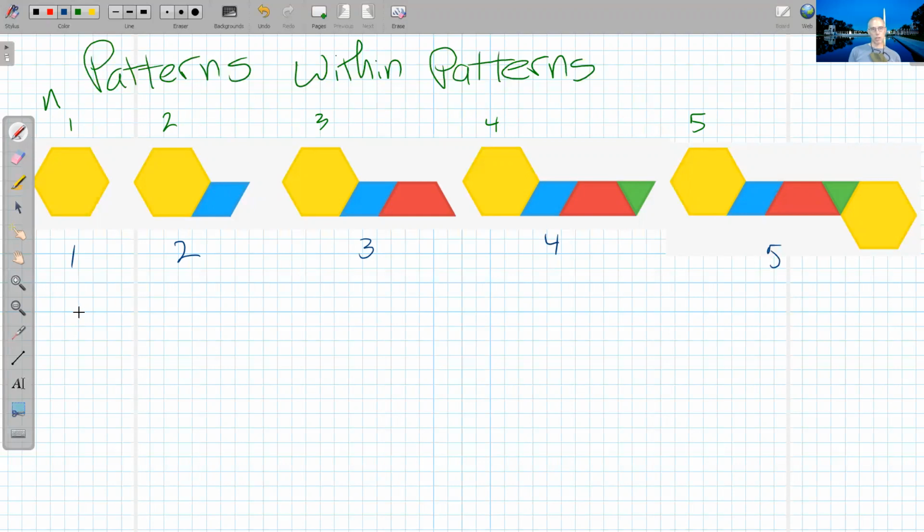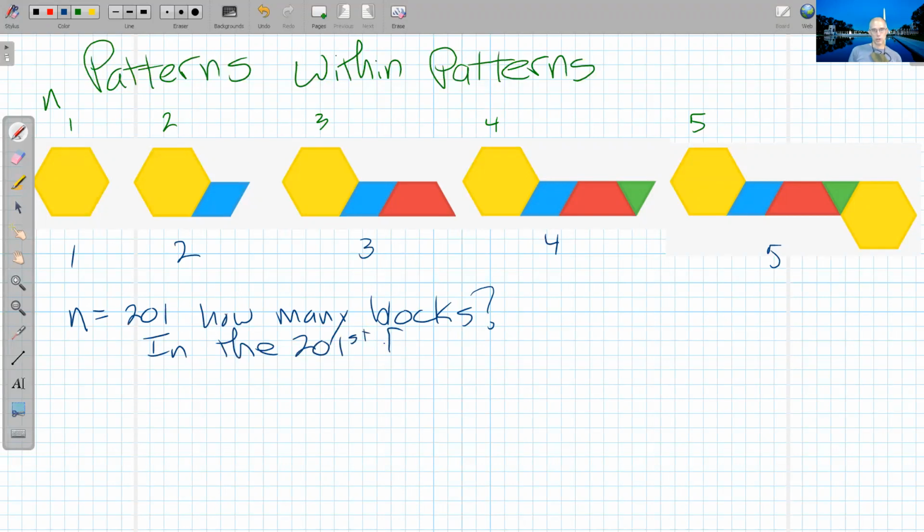So if I was then asked, how many blocks will be in the 201st figure, so n equals 201? That's pretty easy because it seems here that the number of blocks is exactly the position. At the 5th position, there's 5 blocks. At the 6th position, there's 6 blocks. 3rd position, there are 3 blocks. So I could just say, hey, the 201st figure has 201 blocks.